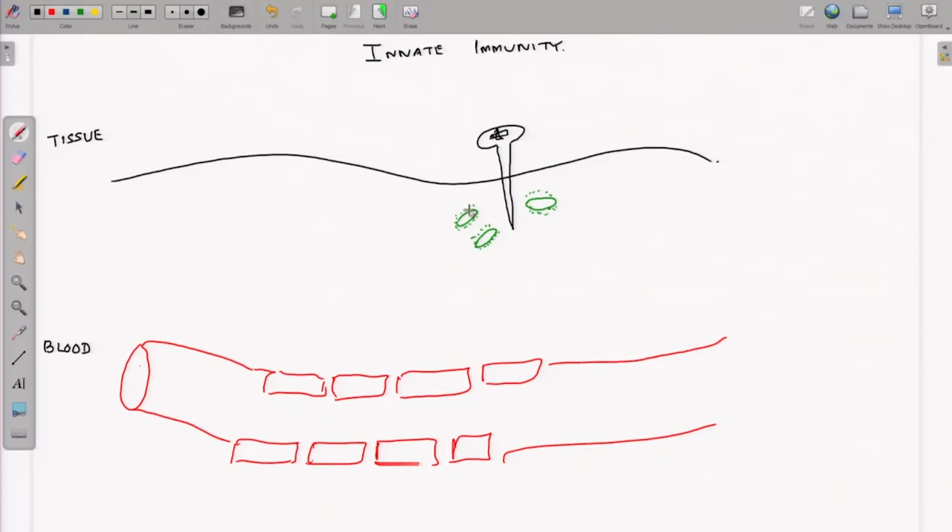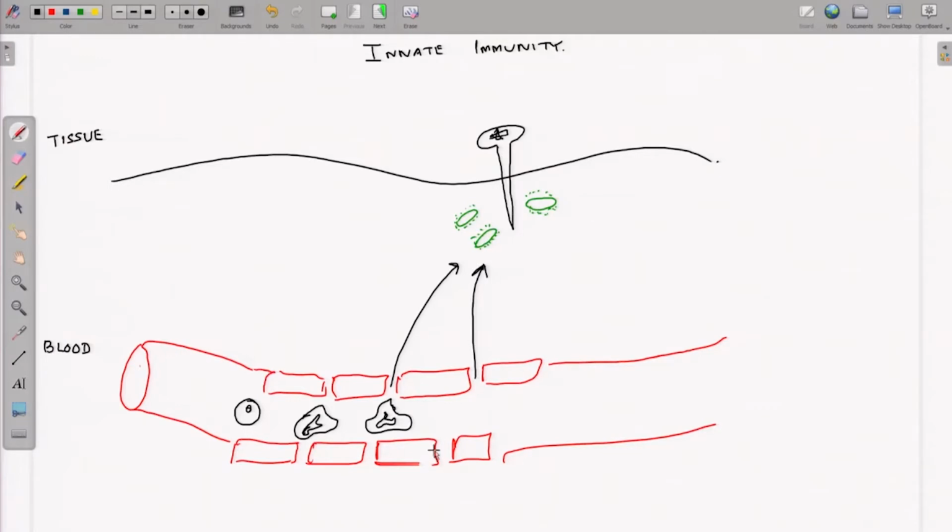So, these green ones are the bacteria, for example. And if we consider this as the bloodstream, the blood is flowing, and many cells of the immune system are present here, like the mast cells and the neutrophils. Now these cells will immediately start to migrate to the site of action.